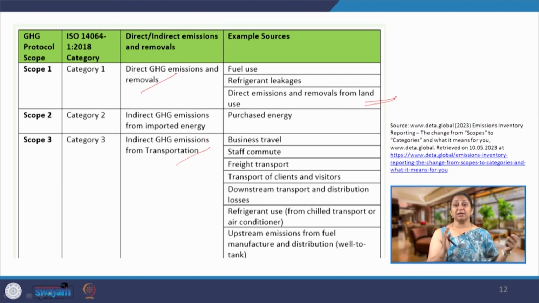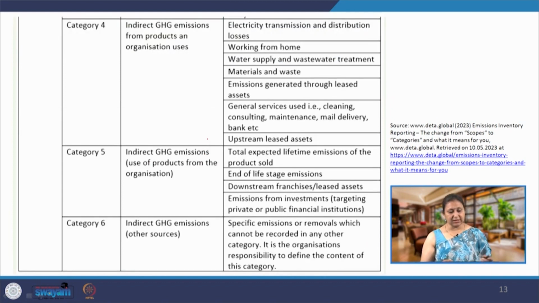So, very clearly, if we have to see what all will come under scope 3, we can divide it into different categories and then know which category should go where. So, this is category 3. Category 4 is indirect GHG emissions from products and organization uses. For example, the materials, as I was mentioning. So, what material are we using? What is the choice of our material that is going to be used?